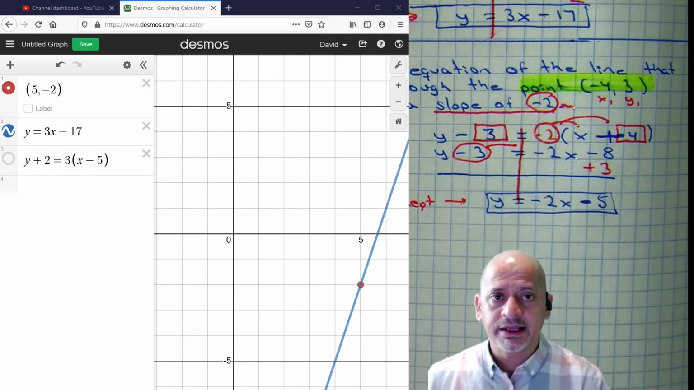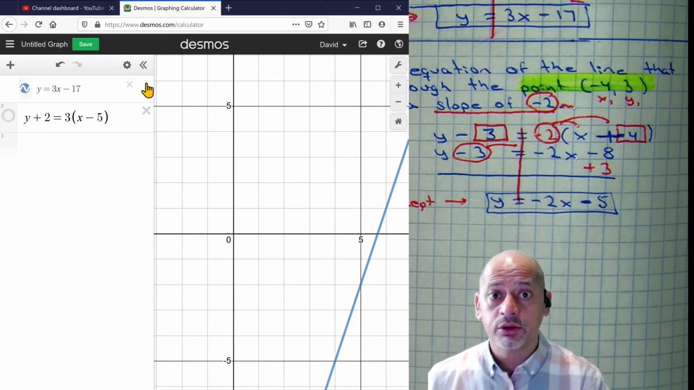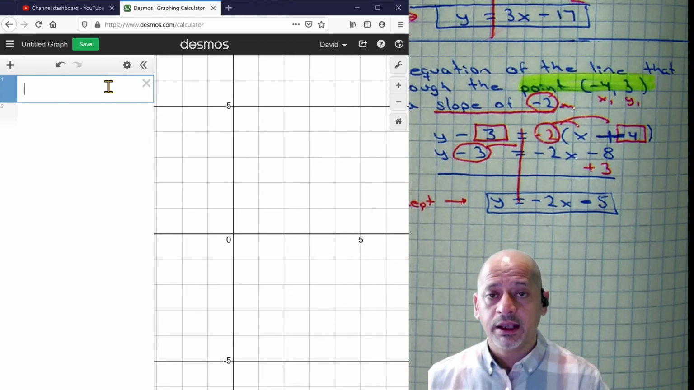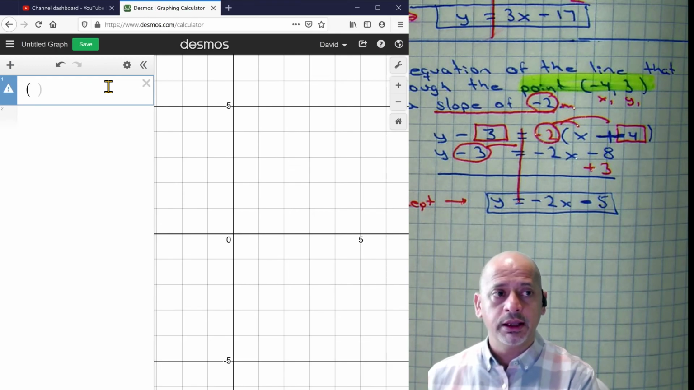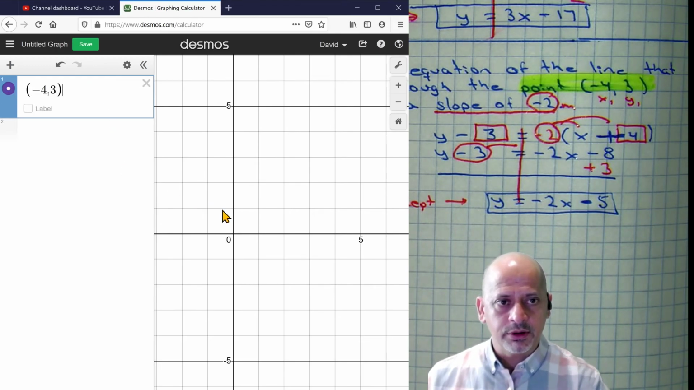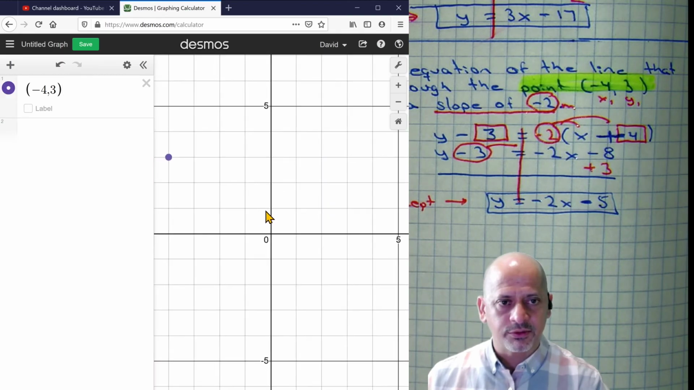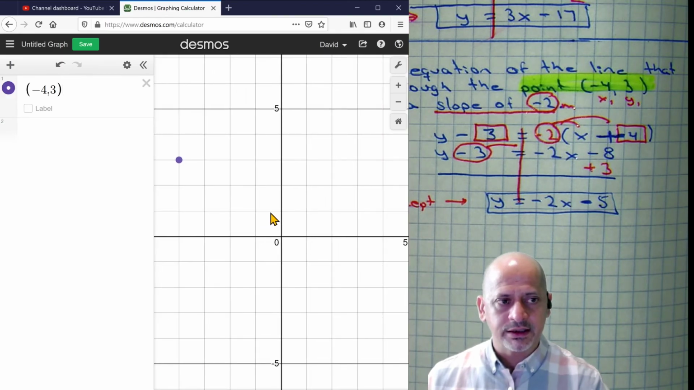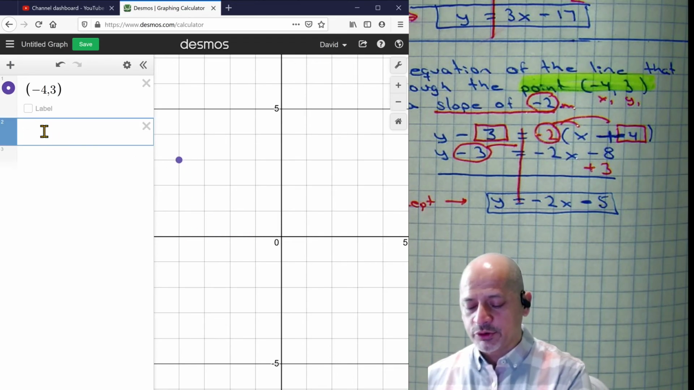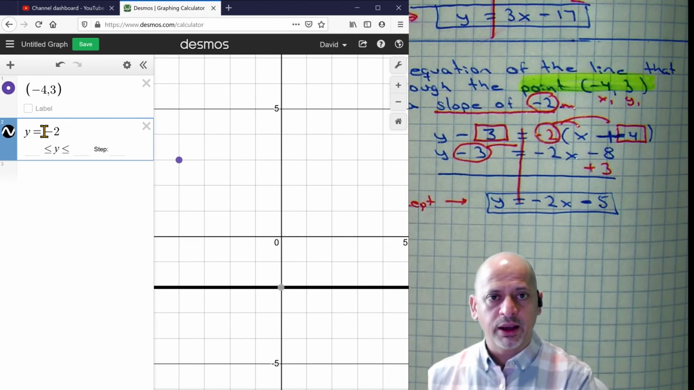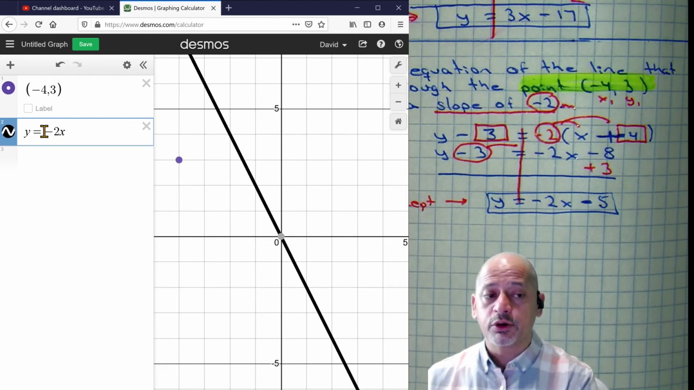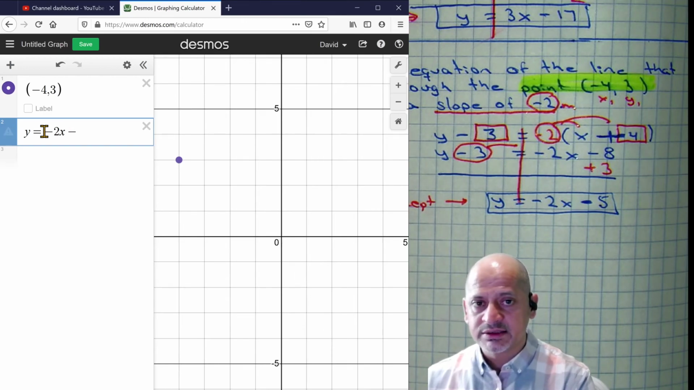So I'm going to just click on the X's, gets rid of my equation. So 1, 2, 3. And now I'm going to type in my point. My point is -4, 3. And I say, where's my point? Oh, I'm just going to drag this over to the right so I can see it. So that is -4 and up 3. And now I'm going to write down my final equation, y equals -2x minus 5. And if I did it correctly, it should cross that point.